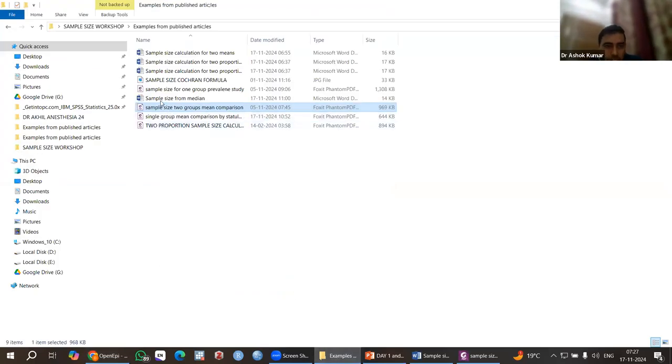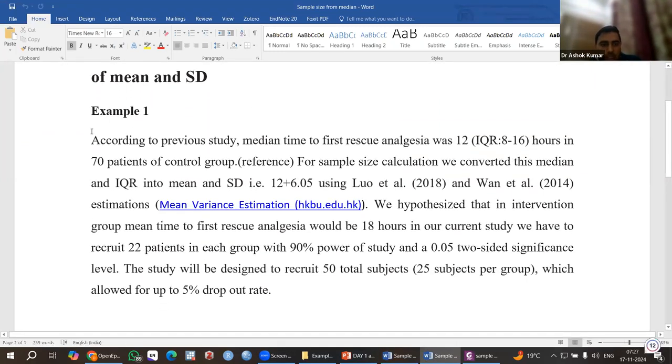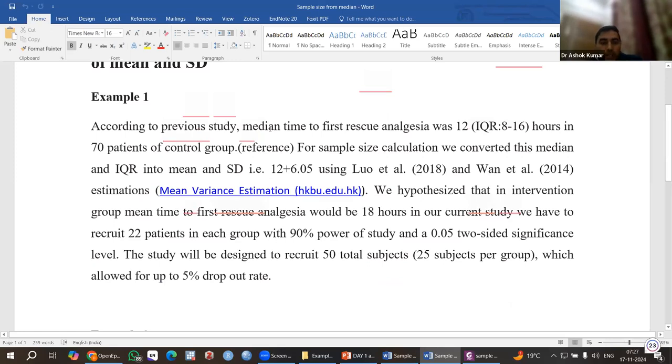So this is sample size from median. I have done it for a resident. You can see here, example 1, sample size calculation when median and IQR are given instead of mean and SD. According to a previous study, median time to first rescue analgesia, I think in the anesthesia department, was 12 hours, IQR 8 to 16 hours, in 70 patients of the control group. We have to give the reference according to the previous study.